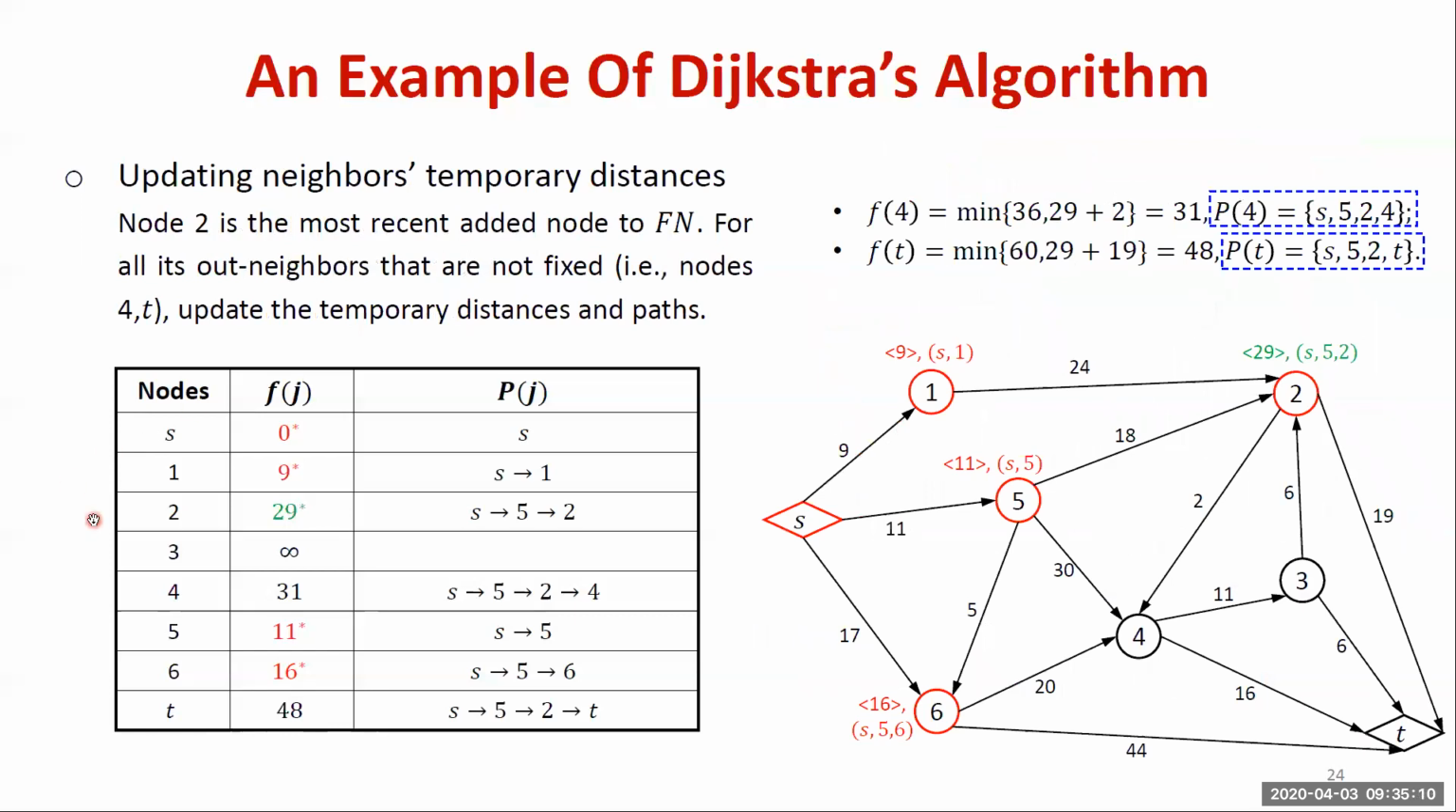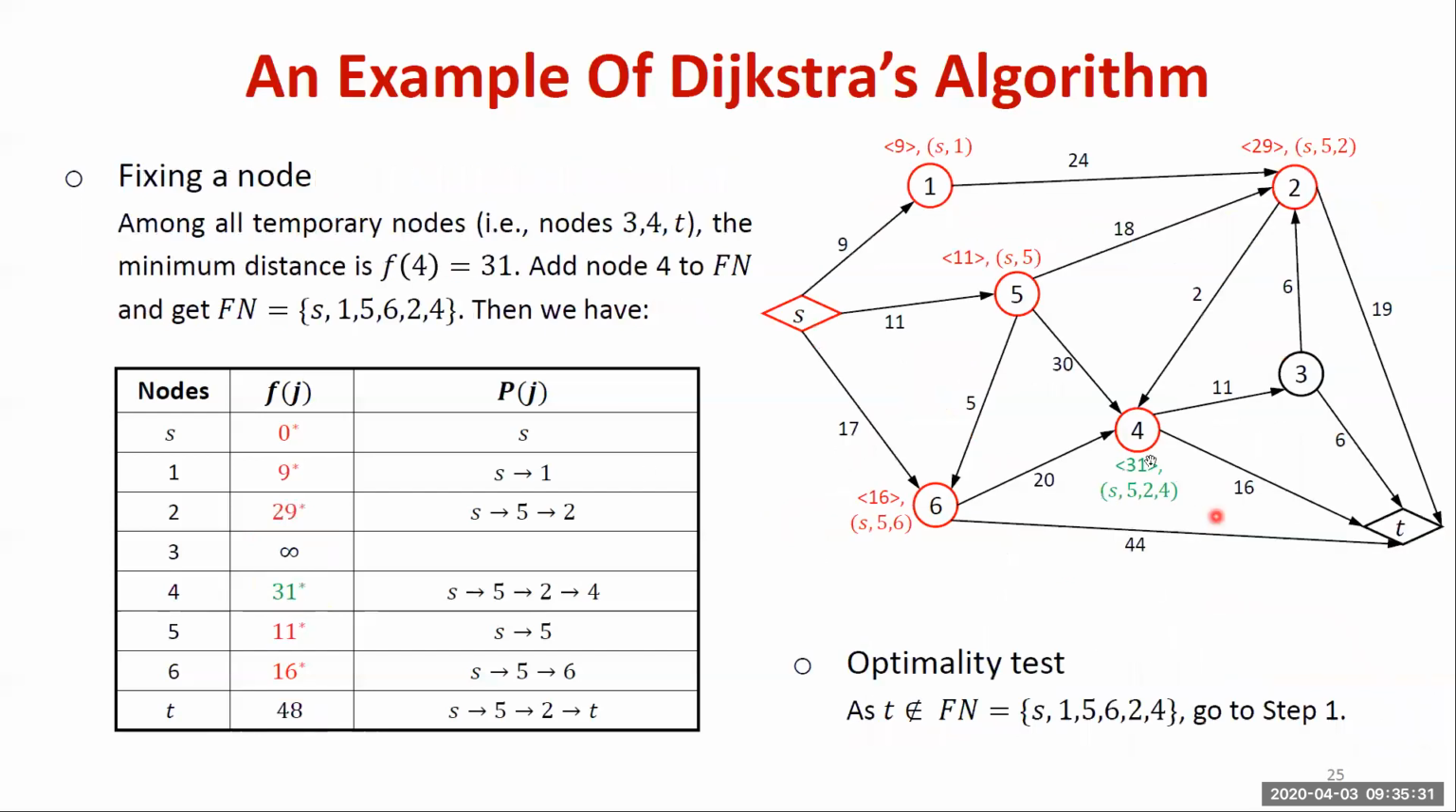Again, fixing a node. Among all the temporary nodes, here I only have 3 temporary nodes. Which one is the smallest one? Very clear. Node number 4 is the smallest one, right? So we are going to fix node number 4. Fix it, as you can see here. The node is green, and here I have the green distance. Node number 4 is fixed, whose distance is 31.